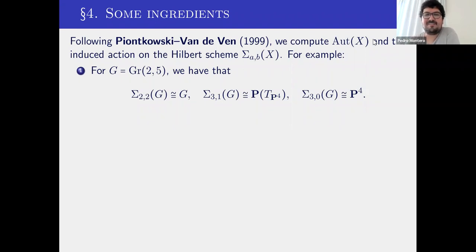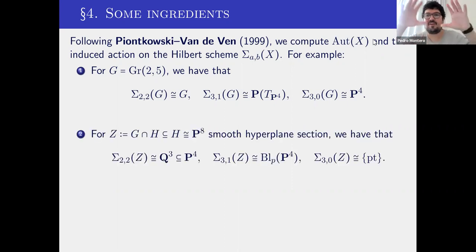Let me just show you what the Hilbert schemes are. This is just for fun, and it's not very important. I wanted to tell you only that everything is so explicit because it's linear algebra, as you saw, that we can give an explicit description of everything. So the planes of type 2-2 is isomorphic to the Grassmannian. The planes of type 3-1 is isomorphic to the projectivization of the tangent bundle of P4. The volumes on the Grassmannian is this P4 that I described to you.